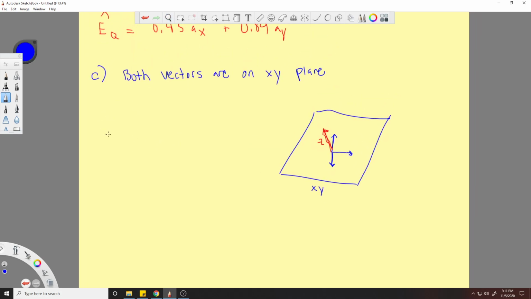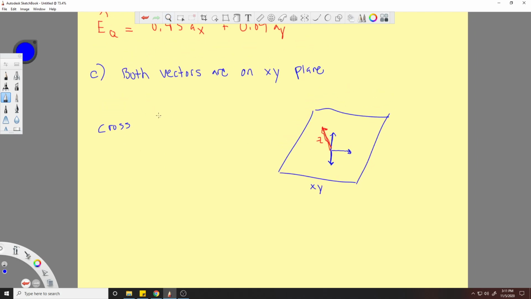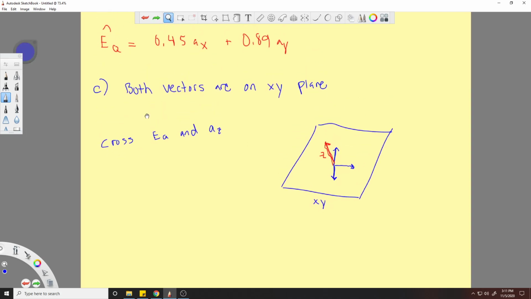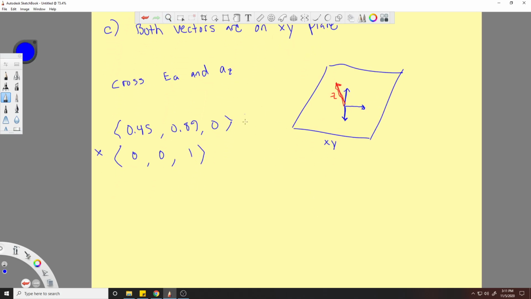So cross EQ and az. If you want a different format to visualize things a little better, you're going to do 0.45, I'm just taking it from here, 0.89, 0. And you're going to cross that with 0, 0, 1. Okay? So that's exactly what we're going to do.